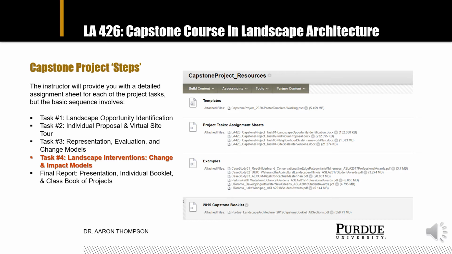Another place to start is here on Blackboard, where you can access the capstone booklet. It's in Blackboard under Content, under Capstone Project Resources. You'll find all of this information. But there's also the examples that are listed here, and these are both professional and student ASLA winning examples. You can look to those for other ideas for how you can start to efficiently communicate your capstone proposal.